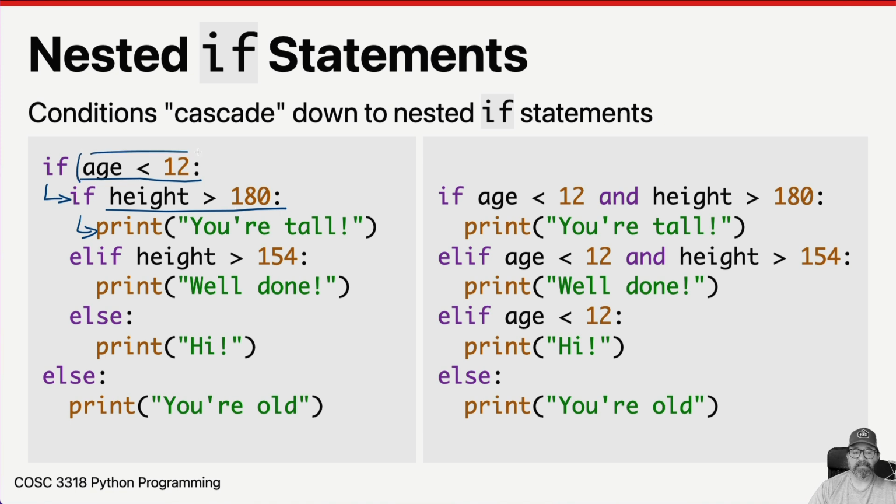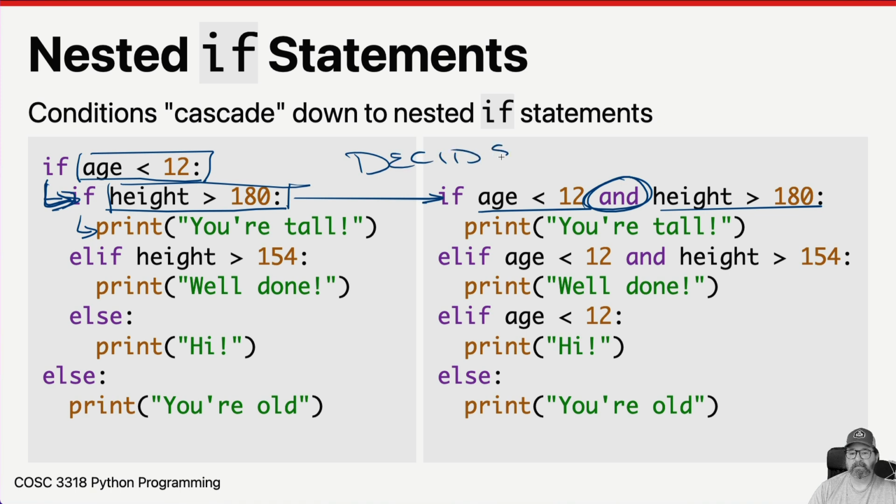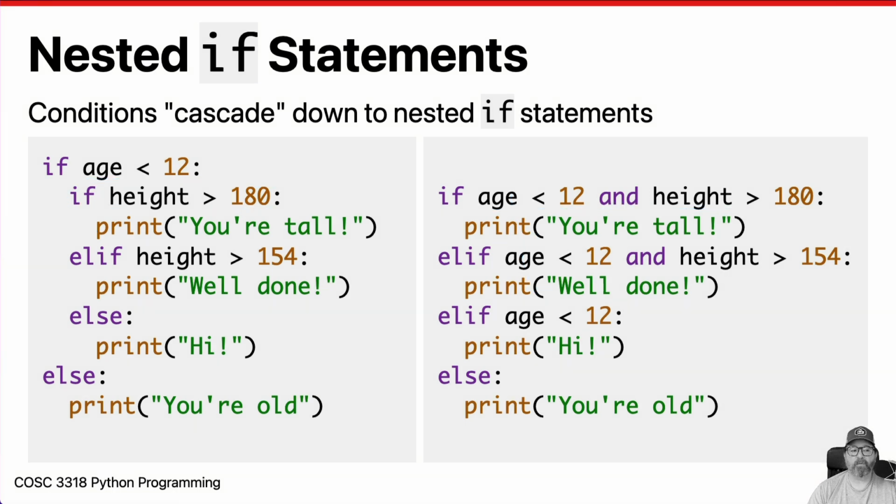We had to pass this gate, age is less than 12, and this gate, height is greater than 180. So a nested if right here, where we have this nested if, that's the same as writing it like this. If age is less than 12 and height is greater than 180. It's up to you to decide how you want to do this. Some people are like, this left side makes much more sense to me. And some people are like, I like to write out age is less than 12 for all of these. It's up to you. There's more than one way to write these things. There's more than one way to do programming.